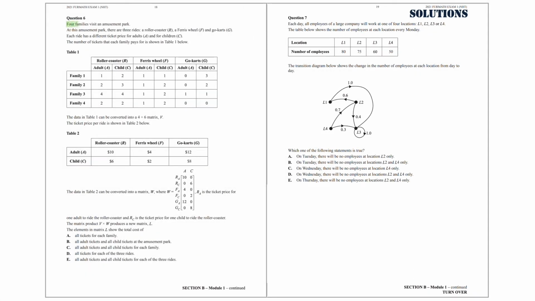Question 6. 4 families visit an amusement park. At this amusement park, there are 3 rides: a roller coaster, a Ferris wheel, and go-karts. Each ride has a different ticket price for adults and for children. The number of tickets that each family pays for is shown in Table 1 below. The data in Table 1 can be converted into a 4x6 matrix V.